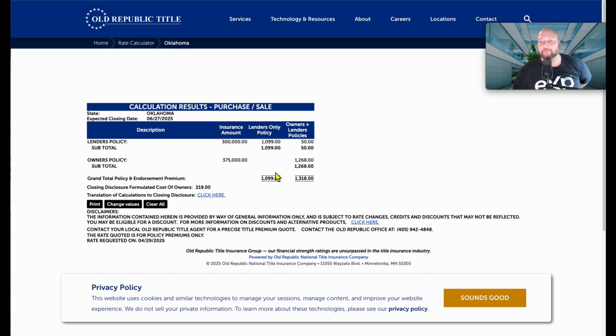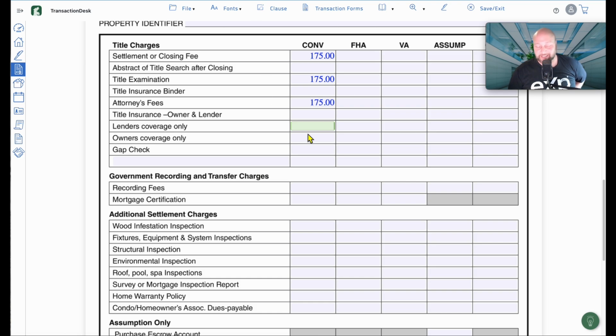Now, we take this amount right here, $1,099, and I always add $100 to it. So that would be $1,199. Oh, and you want it in the owner's coverage. You want that in the lender's coverage, and then add $100 right there for the owner. So the lender has the larger fee. That's just how it is. They made it to make you feel good or some reason. You're still paying it. I don't know why they did that. And then the owners, I put $100.